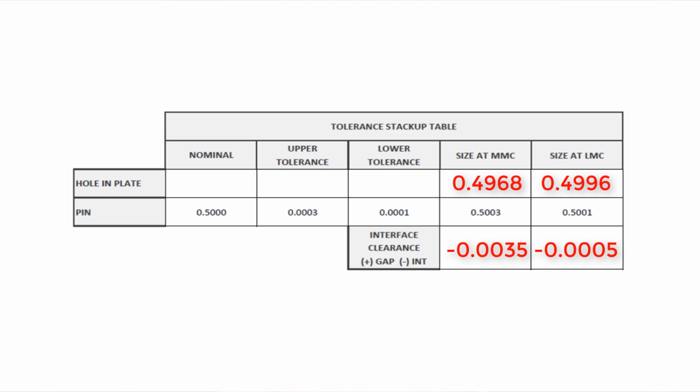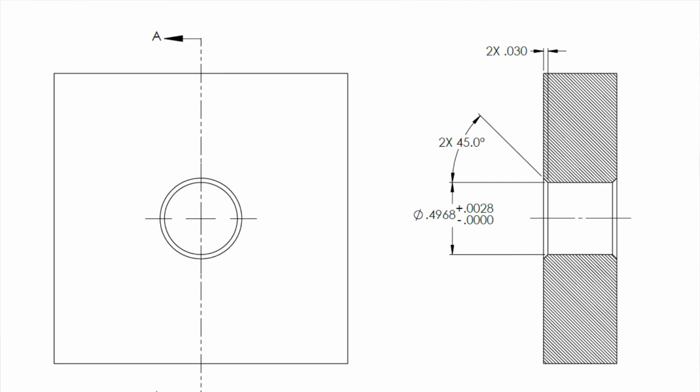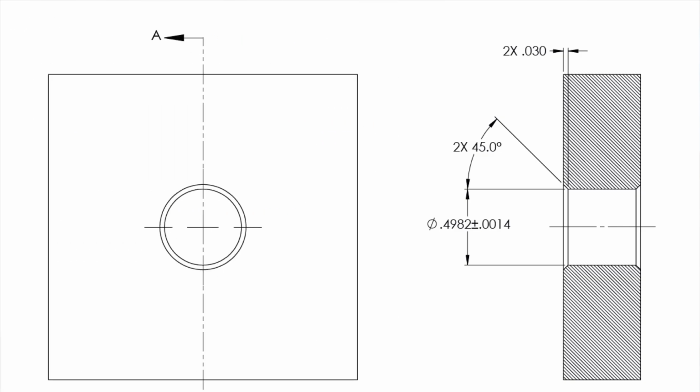These two values here represent the required size of the hole at its own max material condition and least material condition. We could add these two values to the design drawing directly by way of limit tolerancing. Alternatively, the allowable hole size could be expressed as a nominal with a bilateral tolerance. Or, the hole size could be expressed as a nominal with a symmetric tolerance as shown here.